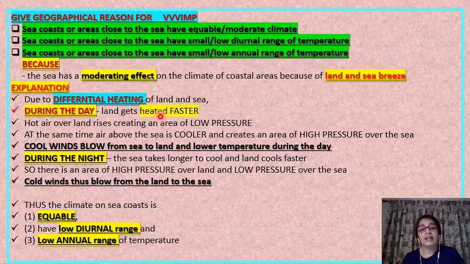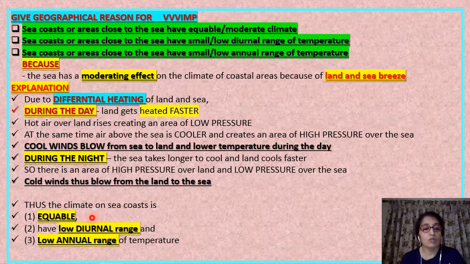During the day, the land gets heated faster. Hot air above the land rises, creating an area of low pressure. At the same time, the area above the sea is cooler and creates an area of high pressure over the sea. Cool winds blow from sea to land and lower the temperature during the day. During the night, the sea takes longer to cool and land cools faster. So there is an area of high pressure over land and low pressure over the sea. Cool winds thus blow from the land to the sea. This sea breeze and land breeze are what make for the equable climate on the sea coasts.